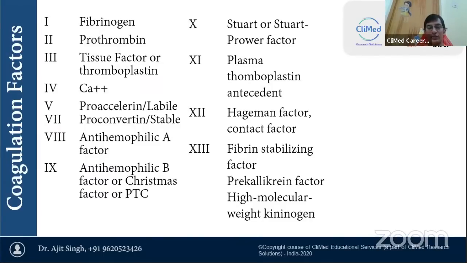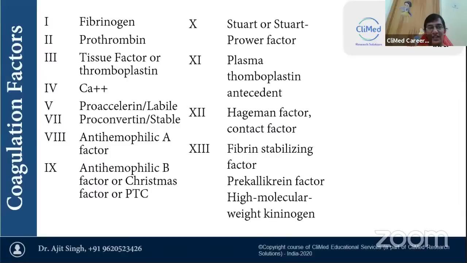Okay, so then factor X, which is very important. Why is X important? Because it is converting prothrombin into thrombin. So this PTC, as I was telling, is factor 9, anti-hemophilic B, but it also takes a major part in our coagulation cascade, and it converts Stuart or Stuart-Prower factor, factor 10, into 10A, right?